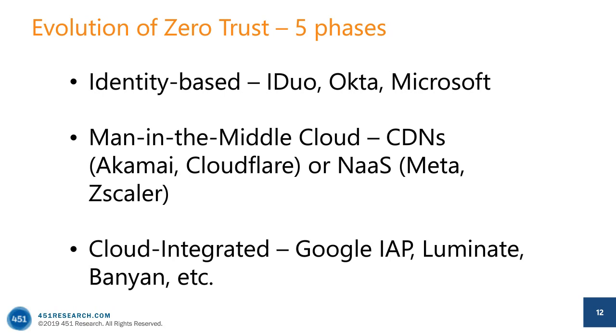The next one I think is getting very popular right now: the CDN players, vendors like Akamai or Cloudflare, have gotten into the space, which is a logical move, given they have very highly distributed networks, so it's fairly straightforward to use their cloud-based architecture to allow employees and partners to access internal applications. And we call them a man in the middle cloud because essentially they almost function like a cloud-based proxy. To access your applications, you go through their cloud, and then you apply policy, and then if everything passes, they will then forward you down to the target applications.